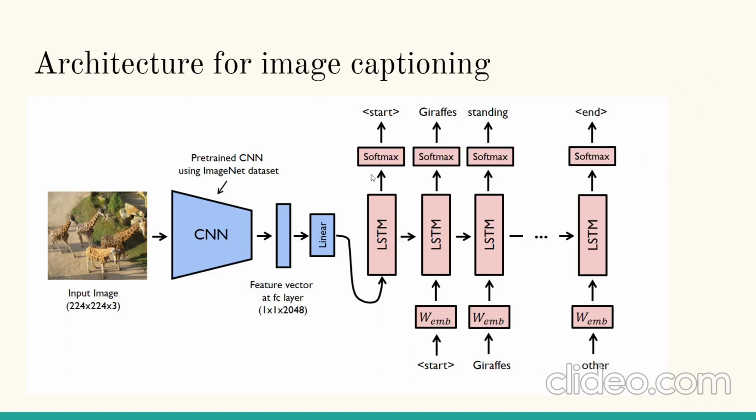So we will talk about the architecture of the image captioning. Here we can see that the input image is used by our pre-trained CNN model, which is Inception V3 in our case, and this model performs its operation and outputs a feature vector, which is then passed to a linear layer, which is then further used as an input by the LSTM layer.